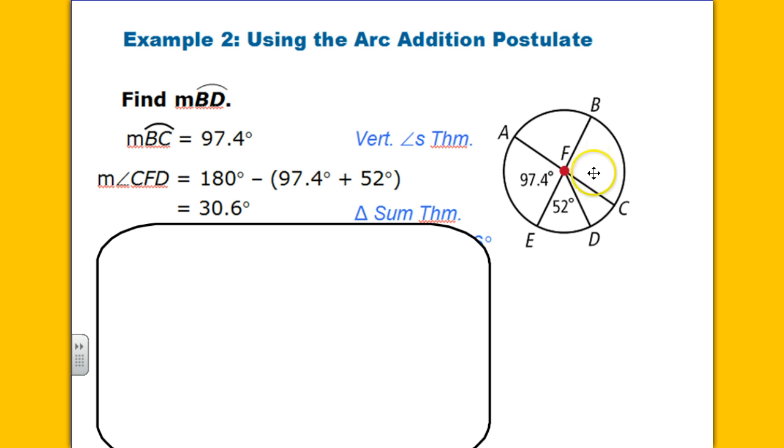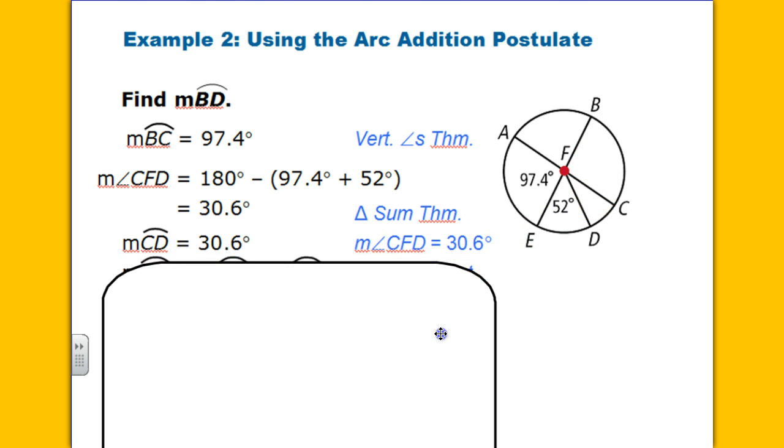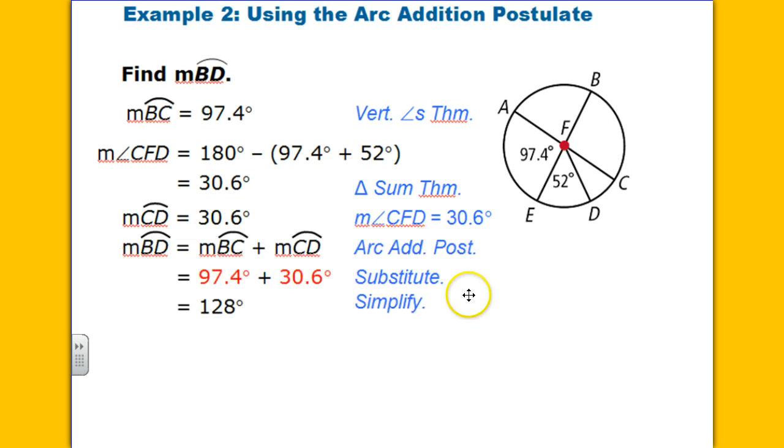So we have 97.4 degrees plus 30.6 degrees, and we now know that by the arc addition postulate, the measure of arc BD, remember the measure of the arc is equal to the measure of the central angle that forms that arc, and it is 128 degrees.